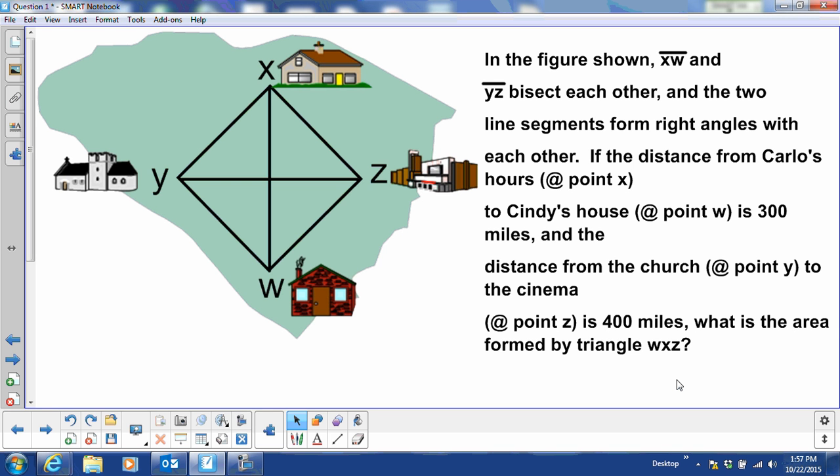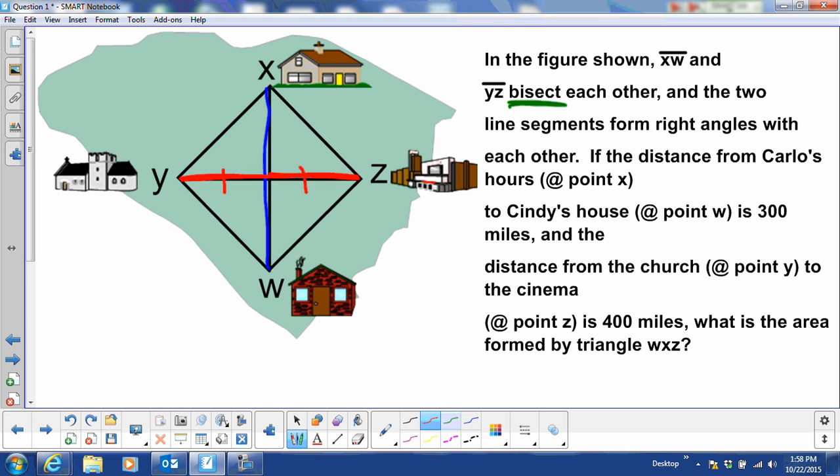WXZ? Well, in solving the problem, the first thing that you want to do is look at what's given. So it says in the figure shown XW, which is this line, and YZ, which is this line, bisect each other. If you remember from geometry, bisect means to cut in half, exactly half. So if the blue line bisects the red line, then this piece of the red line from here to here must be the same as this piece of the line from there to there.